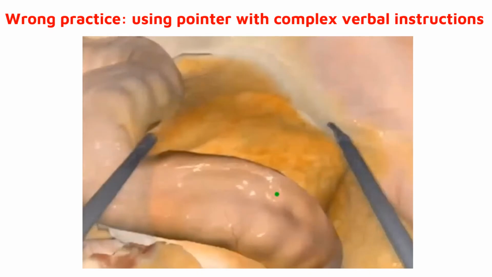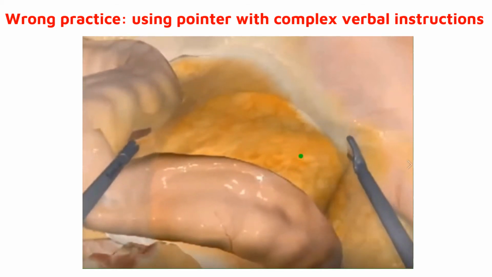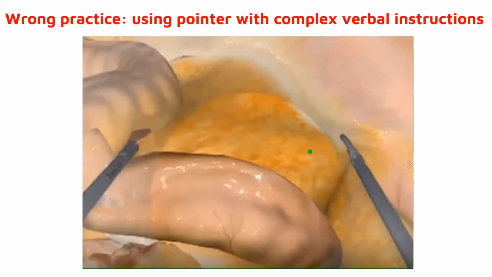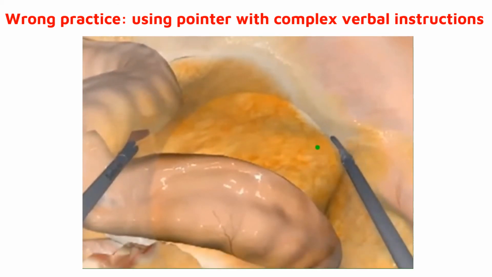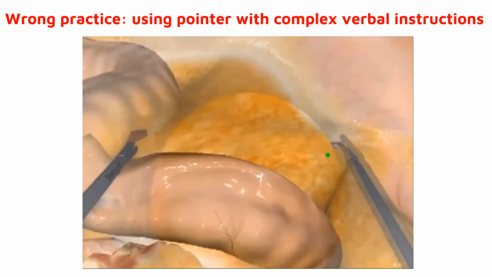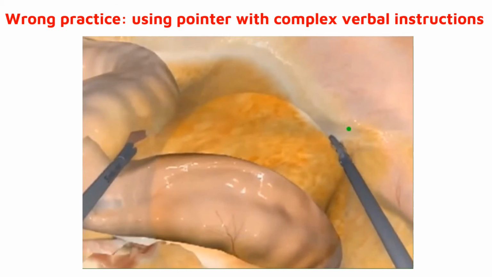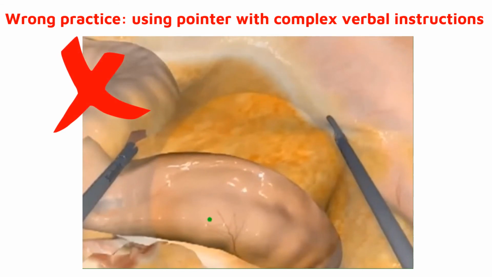Here is an example of the wrong practice of using the pointer with complex verbal instructions. I want you to pick up the tissue right around here somewhere. Pick that peritoneum and you're gonna dissect. So with your non-dominant hand, you're gonna grab and retract, and you're gonna dissect underneath here to find the blood vessel and separate the peritoneum of the blood vessel. So go for that.